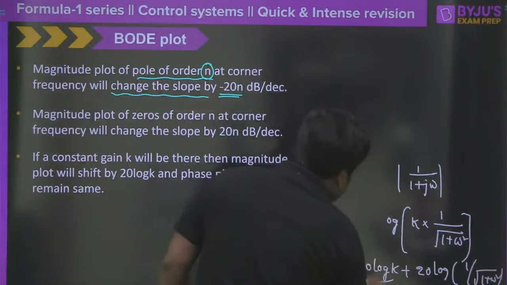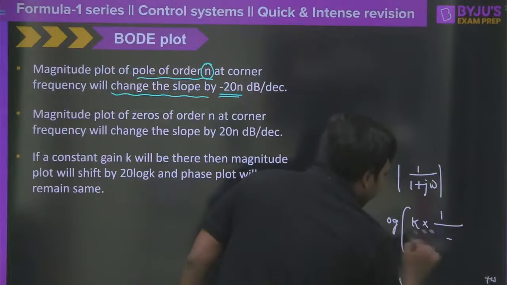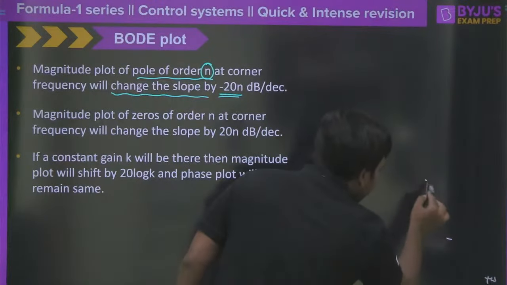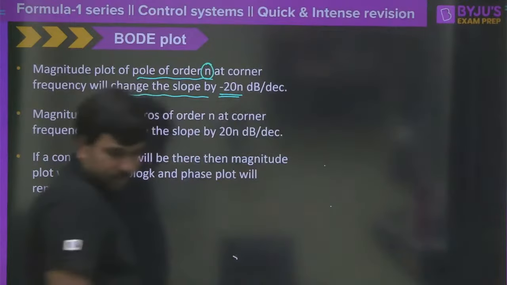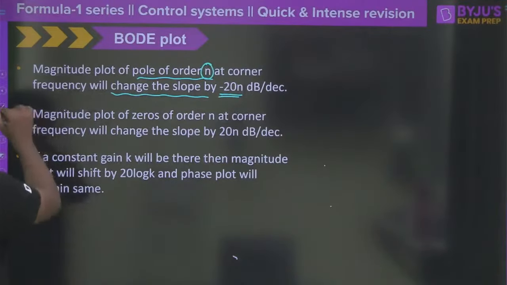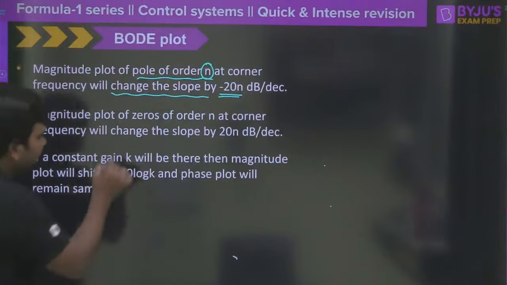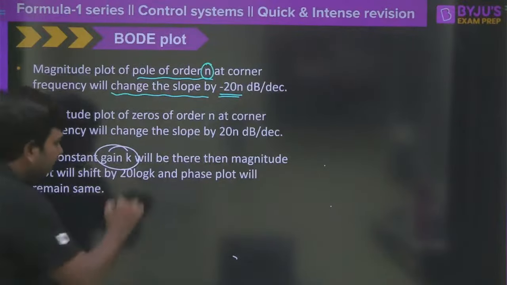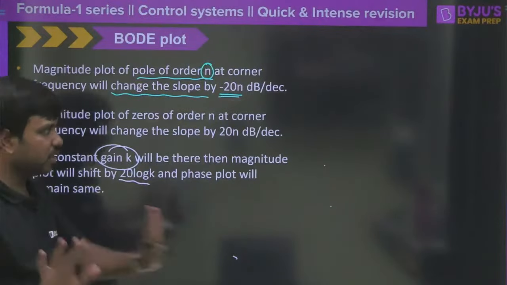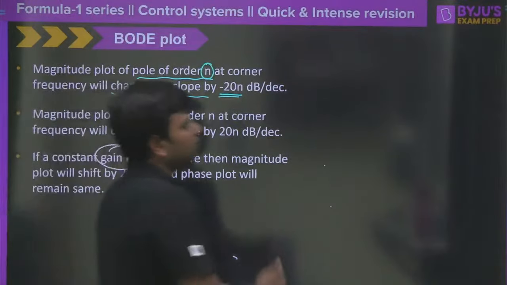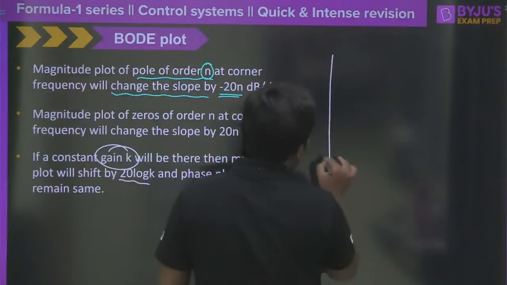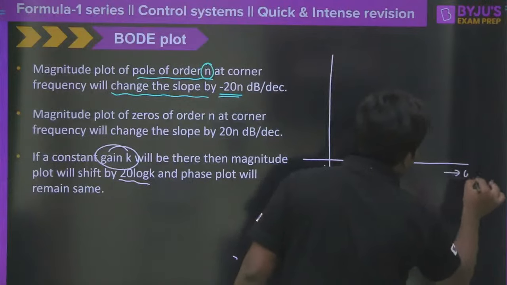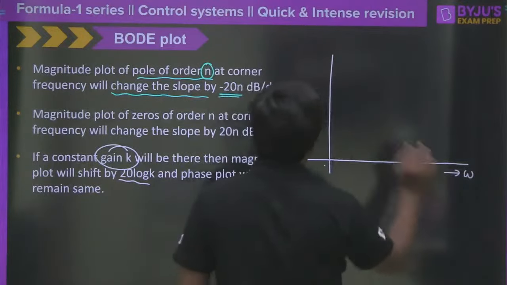And there is a small concept. One second, let me wait for 2 minutes. All of you, hope you understood these things, right? So whenever you have a constant gain k, that will add a value of 20 log k to the existing plot. And apart from that, one more important thing is, whenever you draw a magnitude plot, that is against omega, the logarithmic graph of omega, fine.